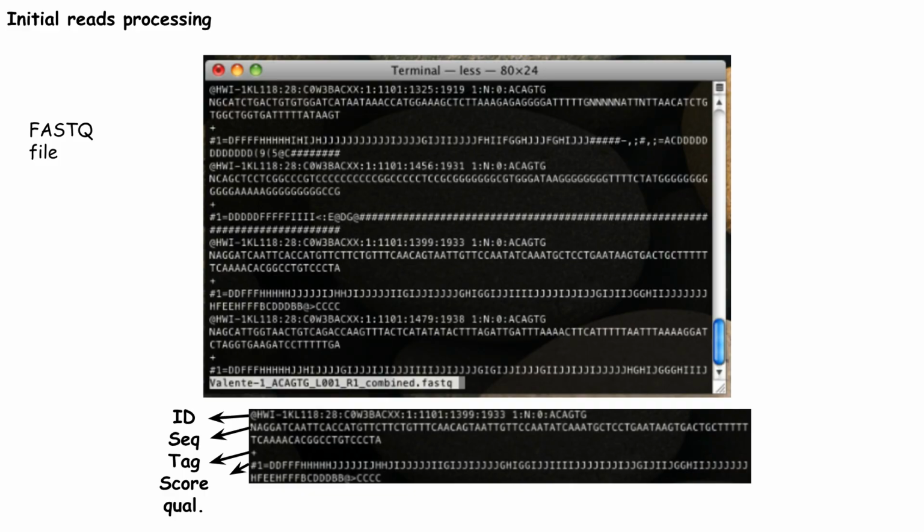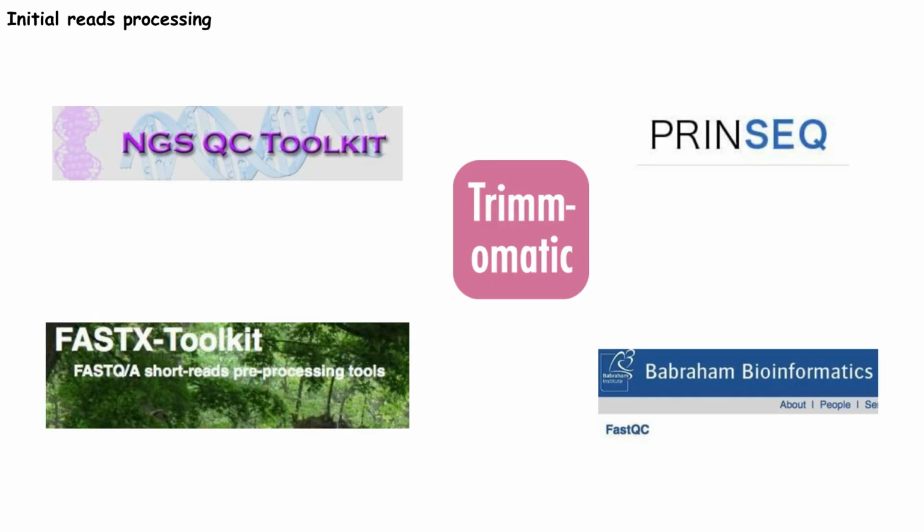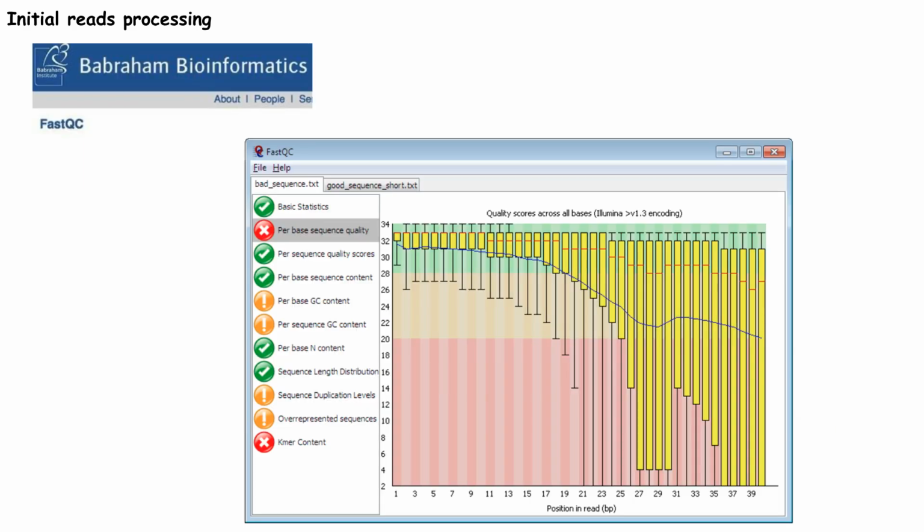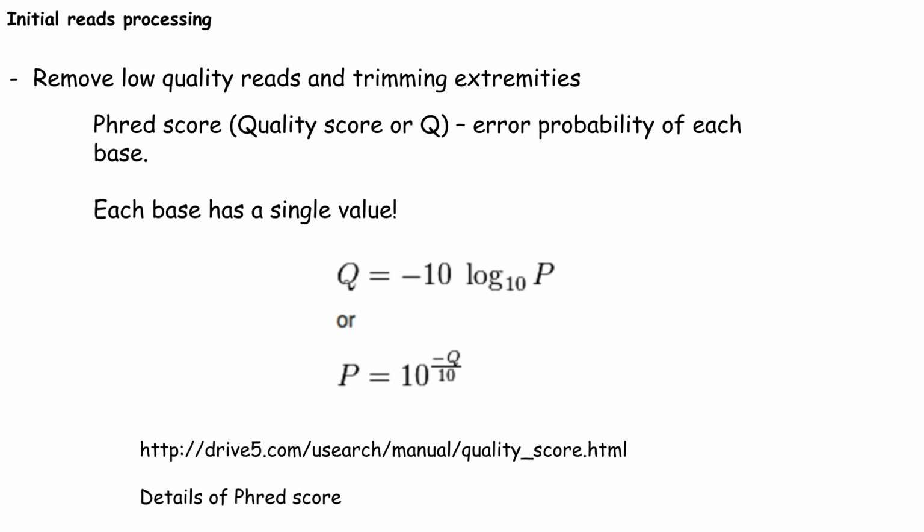Initial reads processing starts with the FASTQ file format. This file contains the read ID, the sequence, a tag, and a quality score for each base. Several tools are available for initial reads processing, including the NGSQC toolkit, FASTX toolkit, Trimmomatic, Prinseq, and FastQC. FastQC is one tool used to assess read quality. The visualization helps in identifying issues like low-quality scores toward the end of the reads. The process includes removing low-quality reads and trimming extremities.